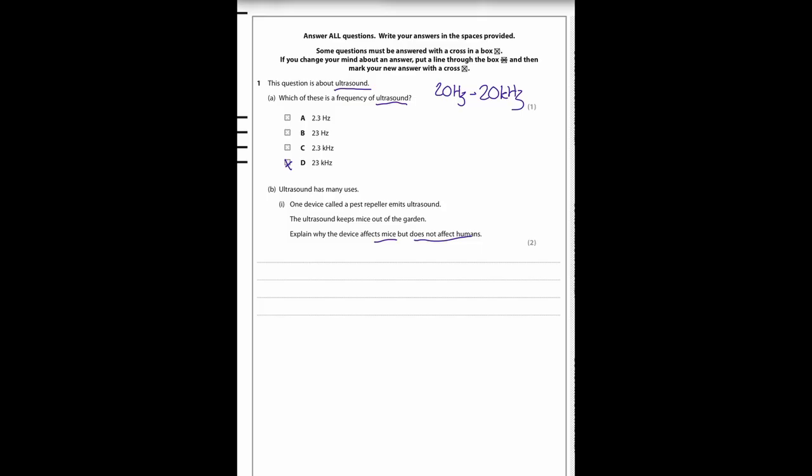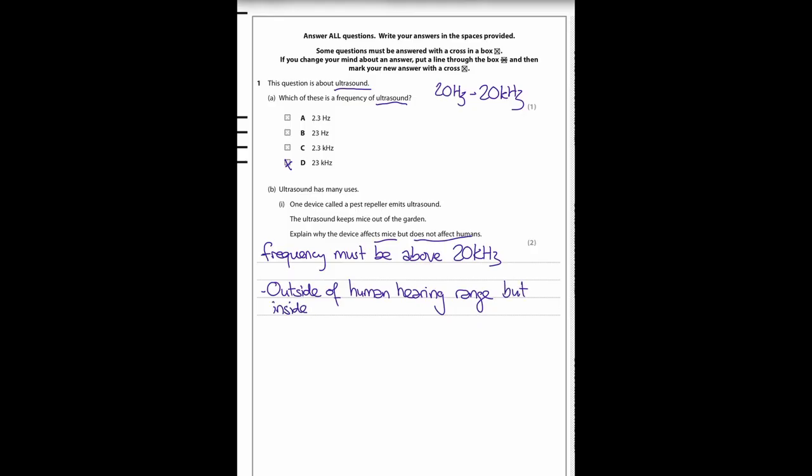Firstly, I'm just showing the examiner I know what the definition of ultrasound is. So I'm going to write the frequency must be above 20,000 hertz or 20 kilohertz. Then I've got to make sure that I'm linking that to the question, saying, well, why doesn't it affect humans? I'm going to say it's outside of the range of human hearing. I'm making it very explicit that I'm saying exactly what the examiner wants me to say. Outside of human hearing range, but inside range of hearing for mice.